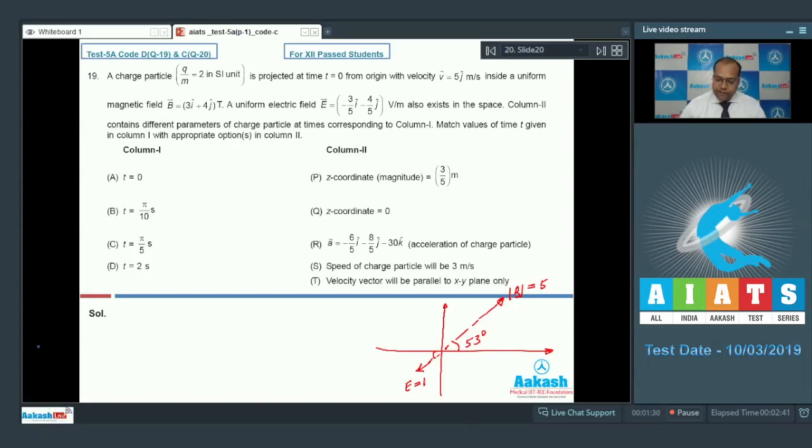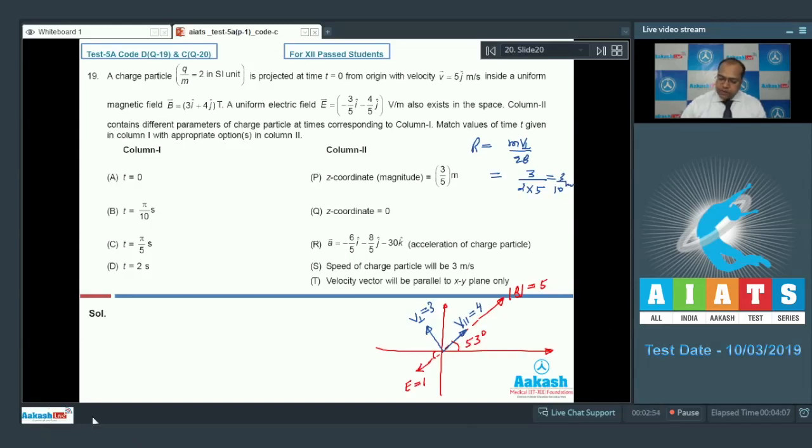Now a charged particle having a velocity 5 j cap, that is, the charged particle is projected in this direction, so its component in this direction, that is v parallel, comes out to be 4 meter per second, and the component perpendicular to the magnetic field comes out to be 3 meter per second. So in this case, the path of the charged particle will be helical in nature, and if I calculate r, that r would be equal to m into v perpendicular divided by qB. If I substitute the values, v perpendicular is 3, q by m is 2, and the value of B is 5. So this comes out to be 3 by 10 meter.